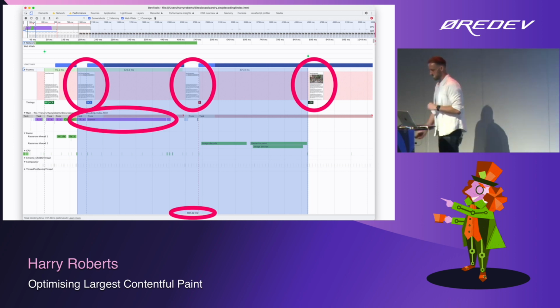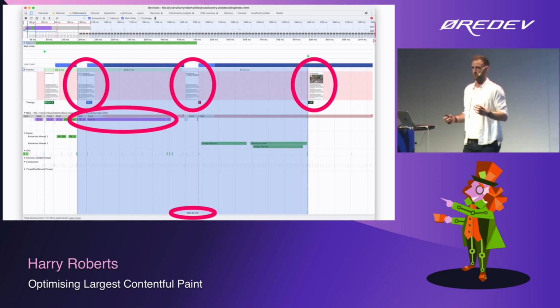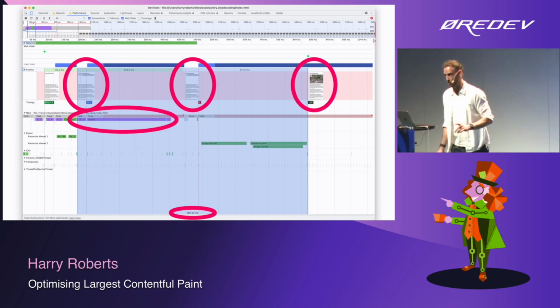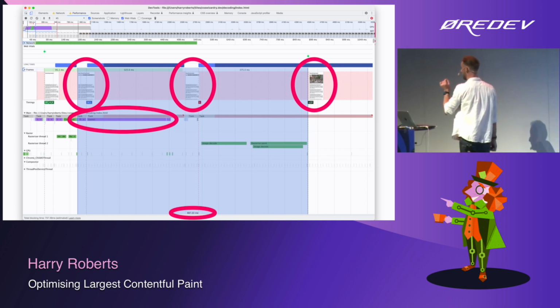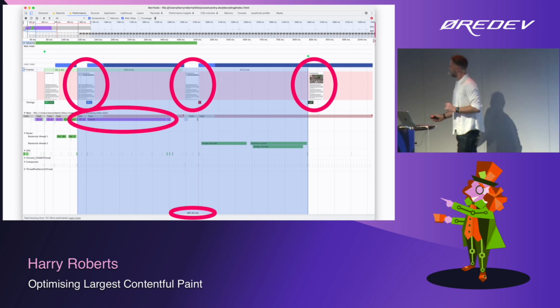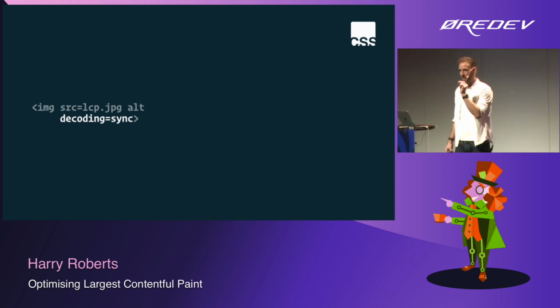The overall time here was 700 milliseconds. And bearing in mind, we've only got a 2,500 millisecond budget, losing 700 of them to decoding the image is a big, big chunk to lose. So if we switch this to decoding equals sync, the important thing to tell you here is the browser won't decode the image any faster. What it will do is it will only decode the image. It won't sneak any other tasks in between.